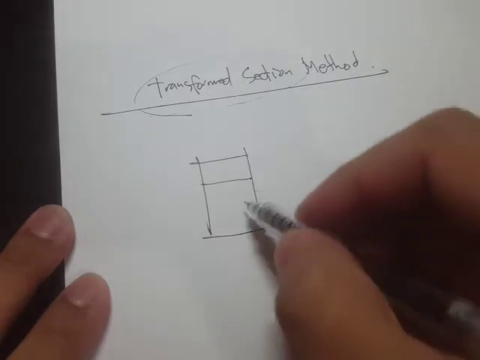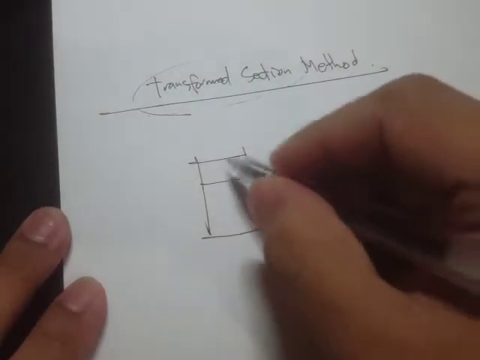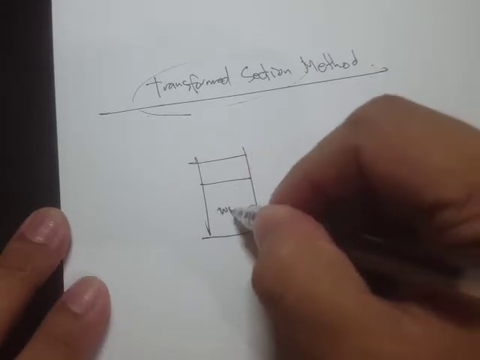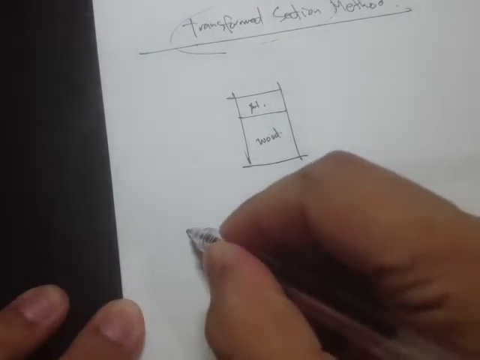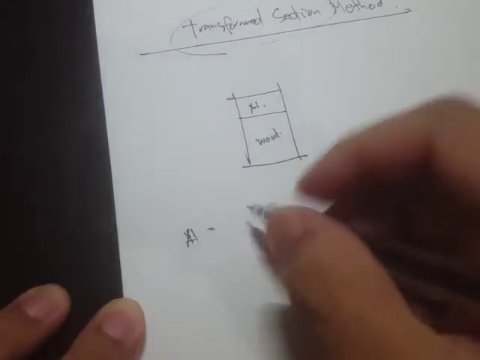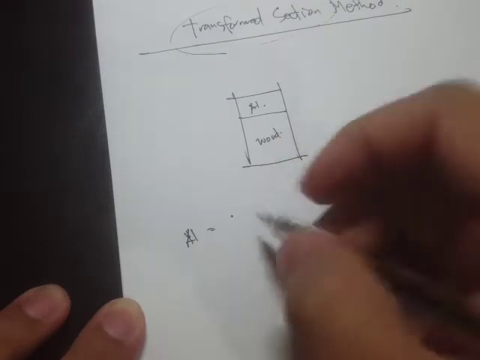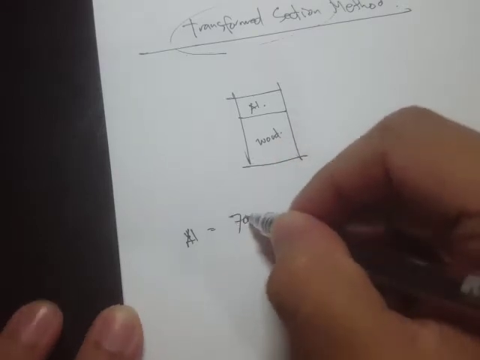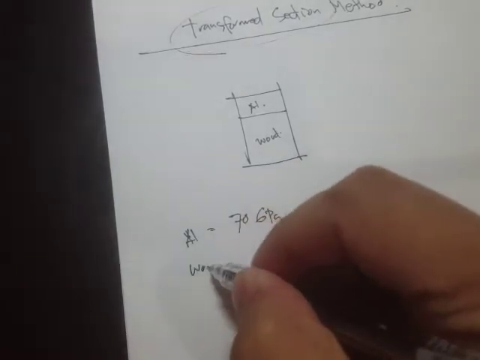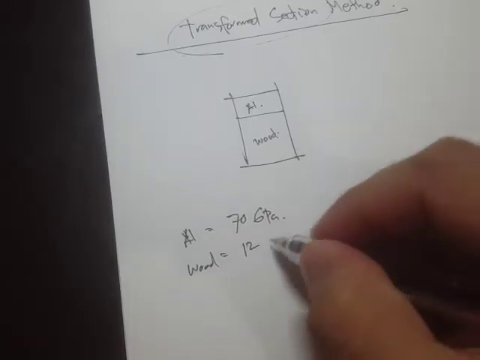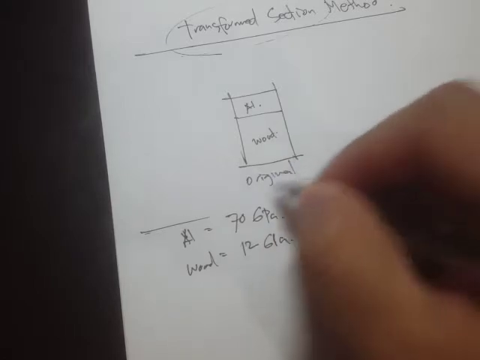So let's say we have this non-homogeneous section comprising of wood and aluminum, and we know that aluminum has a modulus of elasticity of 70, I think this is 70 gigapascals, and for the wood we have 12 gigapascals. Right, here's our original section.